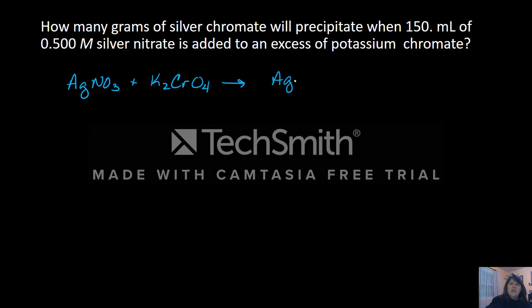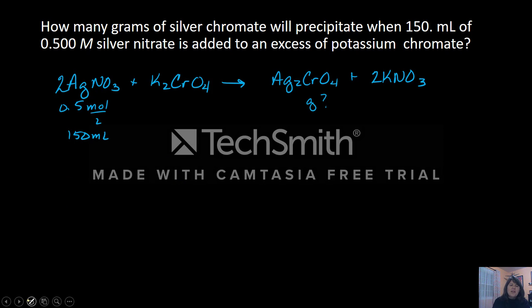So that gives me Ag2CrO4 plus potassium nitrate. And now we need to balance it. So that's 2 potassiums, 2 nitrates, 2 silvers, 2 silvers. We're balanced. The problem told us I have 0.5 moles per liter of this. I have 150 milliliters. And the question is, if all of this is in excess, I don't have to worry about it. So then the question is, how many grams of this is going to be produced?